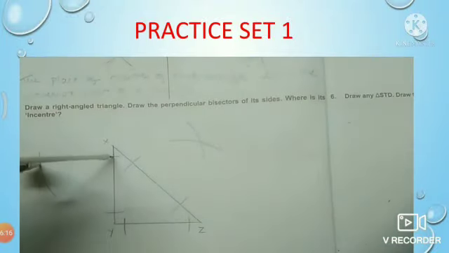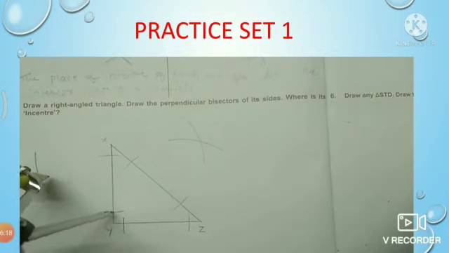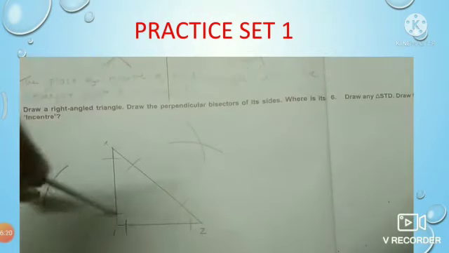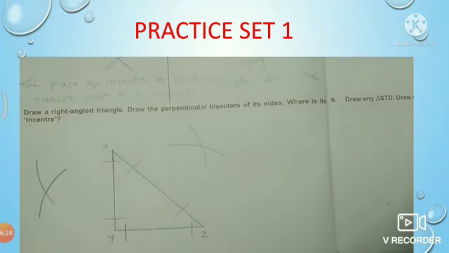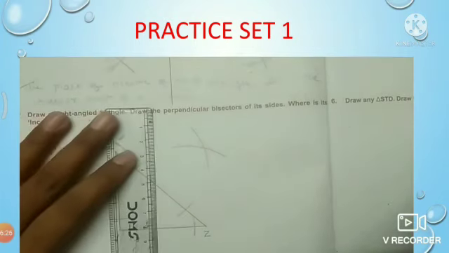Now we have to draw the bisectors. So with the help of your scale, your ruler, draw the bisectors.